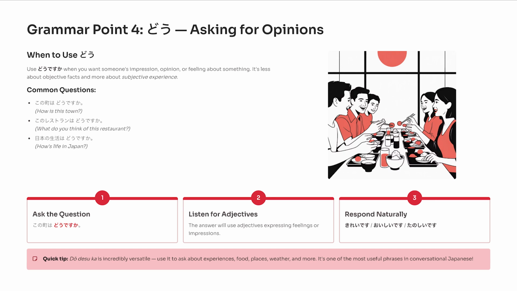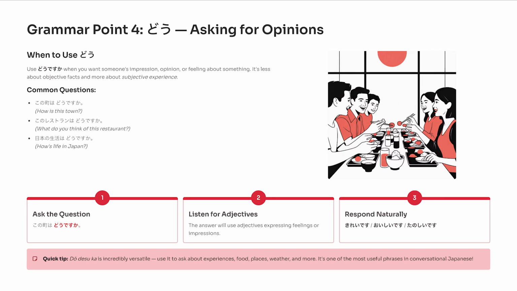You can think of the conversation pattern like this. First, ask, この町はどうですか? Then, listen for an adjective in the answer. The other person might reply, 賑やかです. It's lively, or 静かです. It's quiet, or even 面白いです. It's interesting. One important thing to remember is that どうですか is extremely versatile.